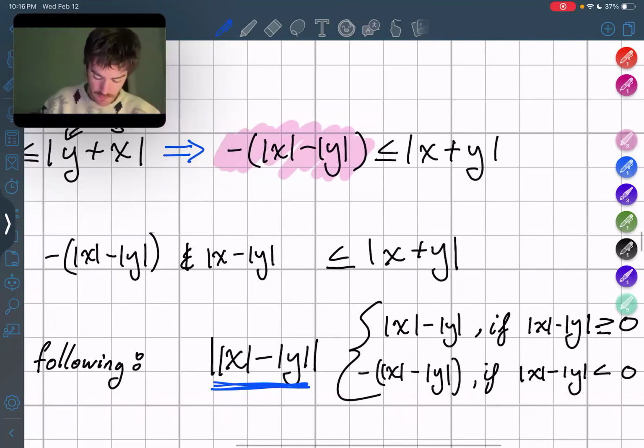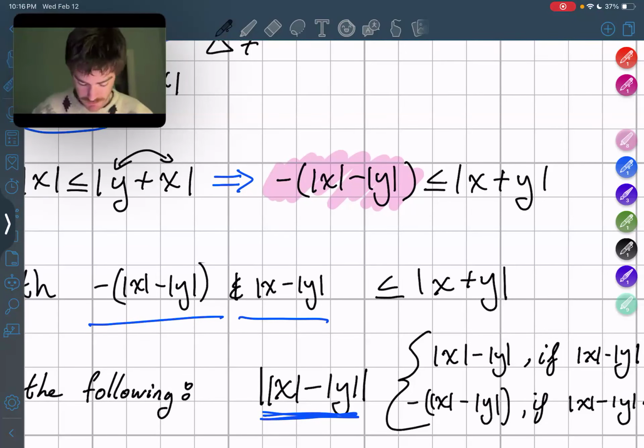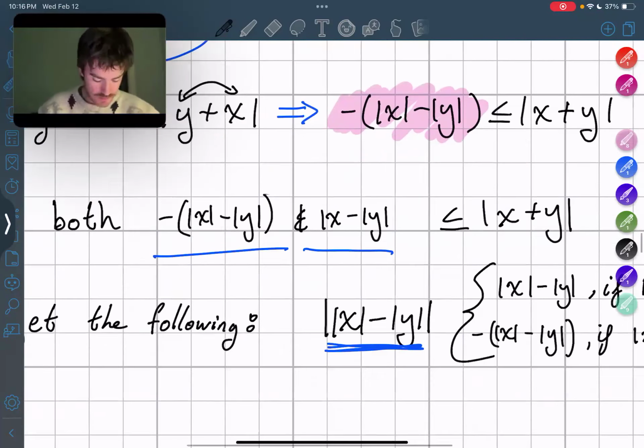And we know we can do this because of the work we did up here, where we proved that both of these are going to be less than or equal to the absolute value of x plus y. So let's write our new inequality that we have, which is going to be the absolute value of x minus the absolute value of y is less than or equal to the absolute value of x plus y. Whoa, this is the reverse triangle inequality.